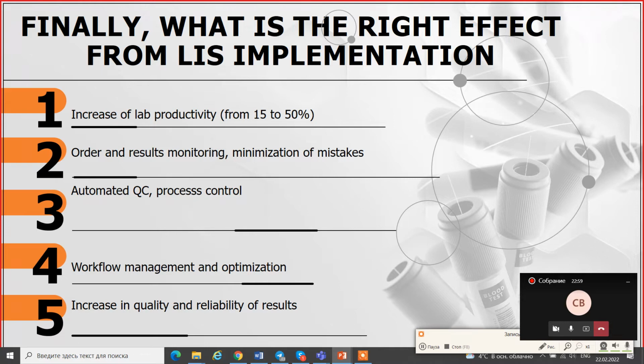We have undertaken a lot of efforts. We have taken this headache with the LIS project. But what is the benefit we're able to take? First of all, of course, it will be the increase of laboratory productivity. It can vary, in our practice, from 15 to 45 or 50%, almost in a single night.